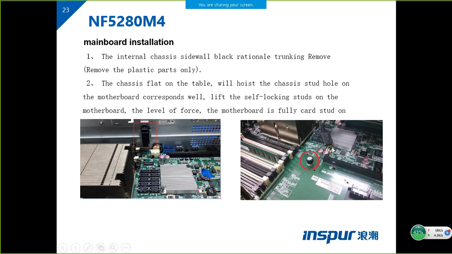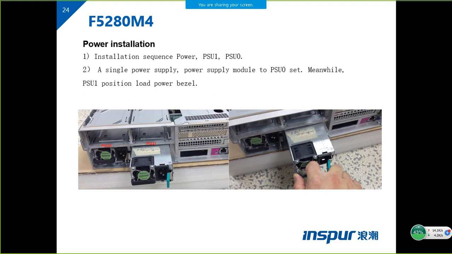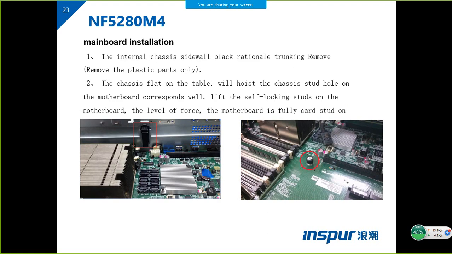And here, with the chassis flat on the table, you can use this button. First lift this self-locking, and move the motherboard towards the front of the server. Then the motherboard can be removed from the top of the chassis. It's very easy because there is no screw, only a self-lock here.